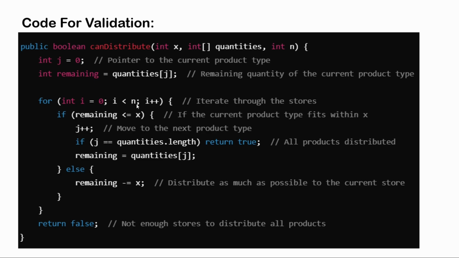For each store, if the store can take all remaining products of the current type, we move to the next type. Otherwise, the store takes x products and we reduce the remaining count. If we run out of stores before distributing all products, we return false. If we exit the loop without distributing everything, it means the given x is too small.